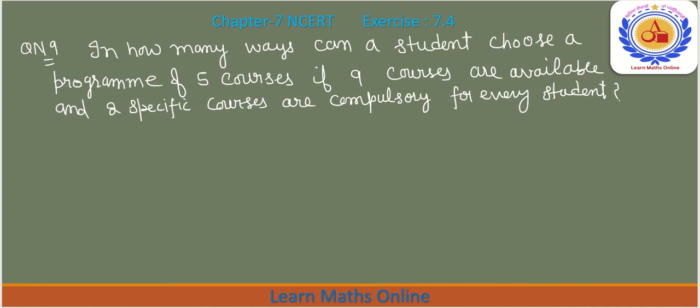Now question number 9. In how many ways can a student choose a program of 5 courses if 9 courses are available and 2 specific courses are compulsory for every student?